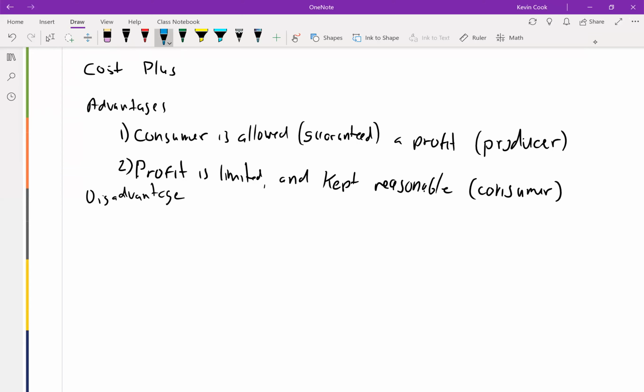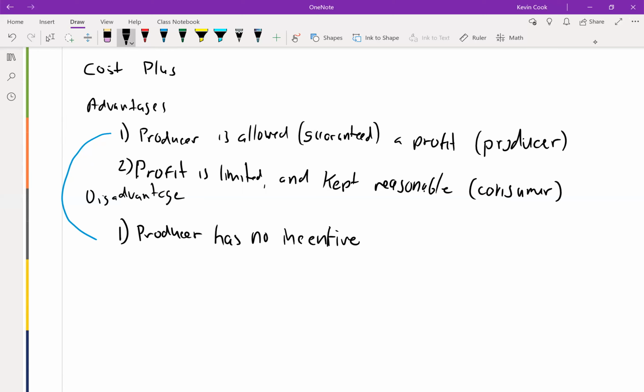However, the disadvantage couples up with this first advantage, where the producer is allowed or guaranteed a profit. The disadvantage stems from that first advantage, and that is that the producer has no incentive to keep their cost reasonable. And as I'm using this example, I'm not saying that any profession doesn't work hard. I'm just saying compared to what their market rate would be.